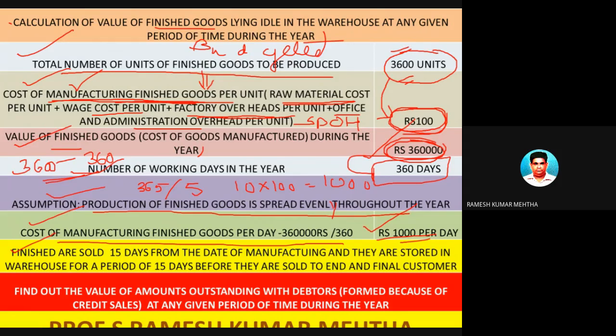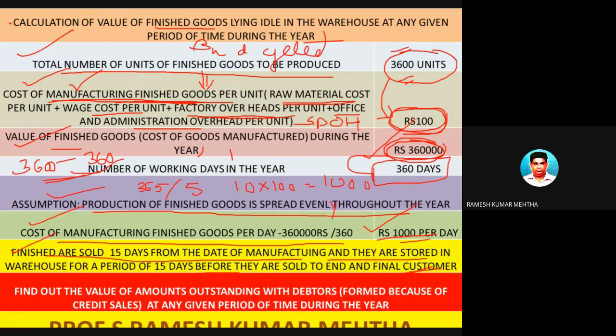Now, finished goods, once they are manufactured, are stored in the warehouse before they are sold to the end customer. So they will be in the storeroom for a certain period of time, so your money gets stuck for that much period of time. In this case, finished goods are sold 15 days from the date of manufacturing, and they are stored in the warehouse for a period of 15 days before they are sold to the end and final customer.